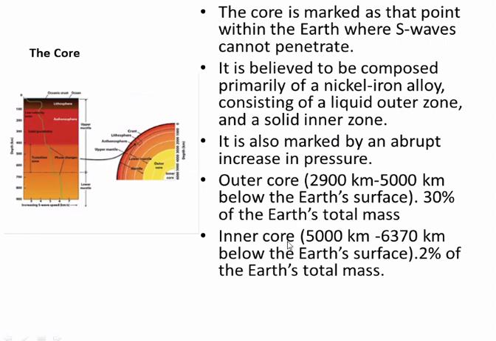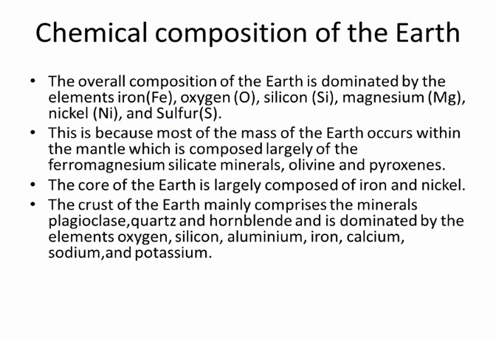The inner core is that layer that lies below the outer core. When you are going to a depth that exceeds 5,000 kilometers from the surface of the Earth, you are now in the inner core, and it is characterized by its solid form. It lies between 5,000 kilometers and 6,307 kilometers below the Earth's surface, with a composition of about 2% of the total Earth mass.